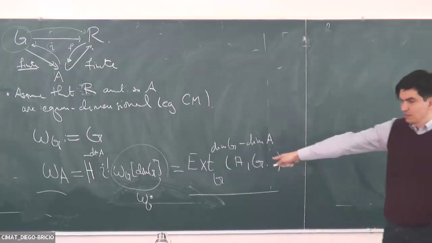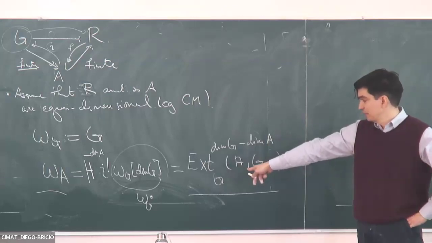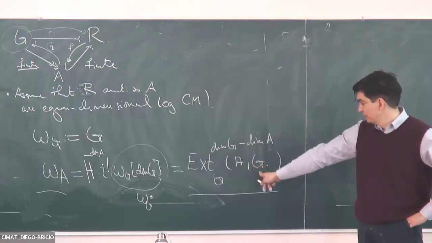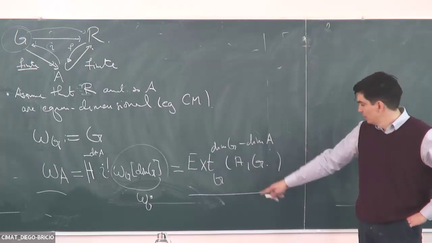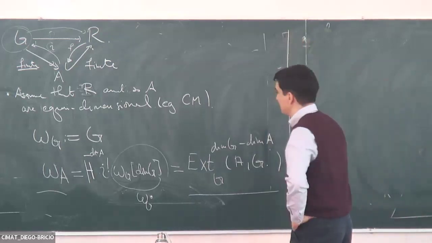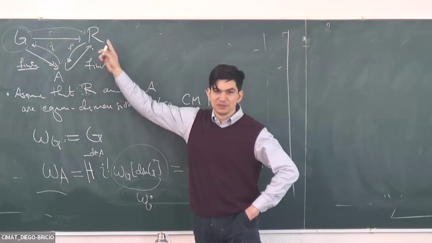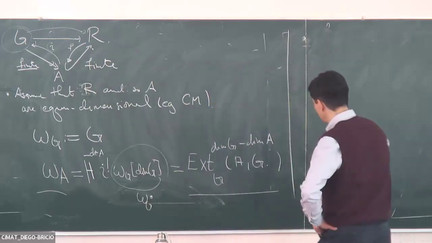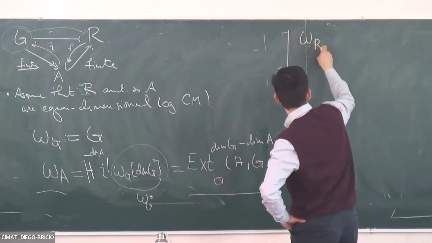So that would be the canonical module for A. For example, that would be the canonical module of a finite ring. So this G would be just a regular local ring given by Gorenstein. This is correct. However, this is for A. Now we have to pass it to R. So to get it on R, what to do?